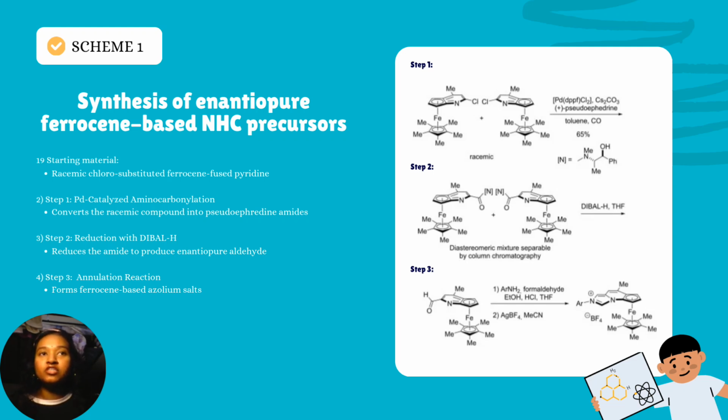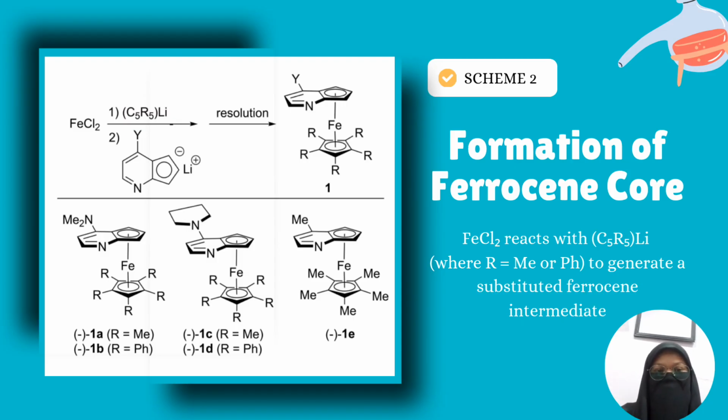The next step is reduction with DIBAL-H, which reduces the amide to produce the enantiopure aldehyde. The last step is an annulation reaction, which involves aniline and formaldehyde. In this step, a ferrocene-based azolium salt is formed. These are the precursors of chiral N-heterocyclic carbene ligands. Overall, this scheme outlines an efficient route to enantiopure ferrocene-based NHC precursors through selective functionalization and annulation steps, enabling application in asymmetric catalysis.